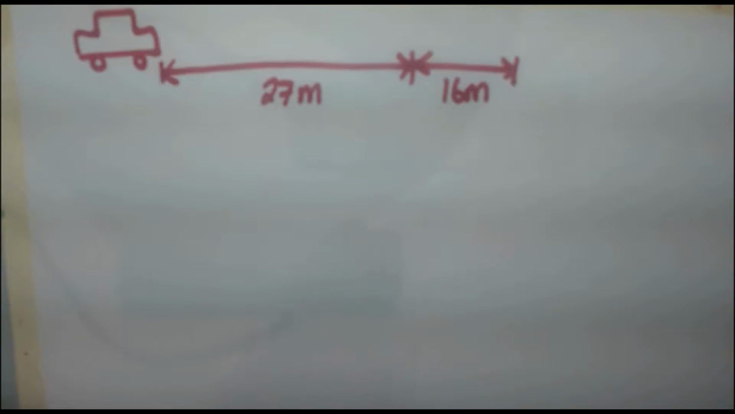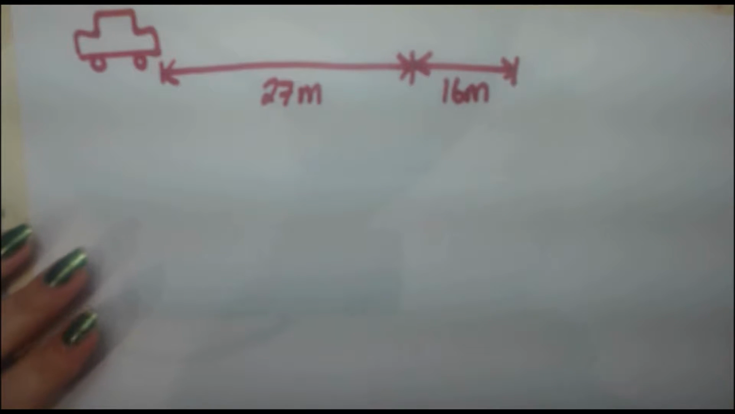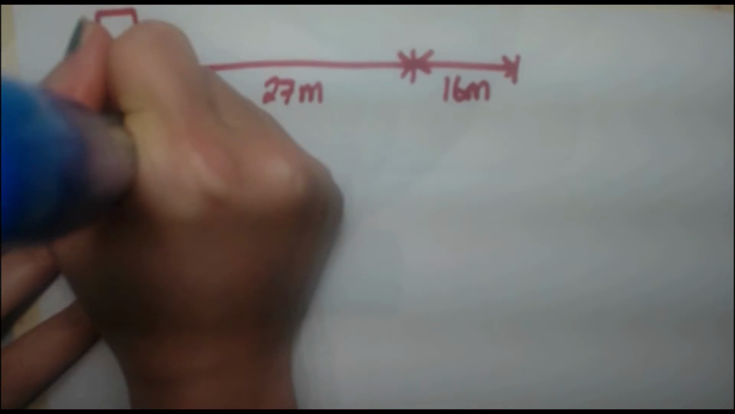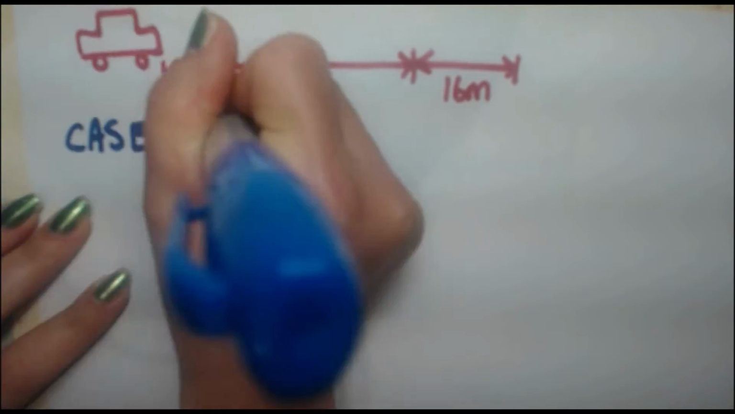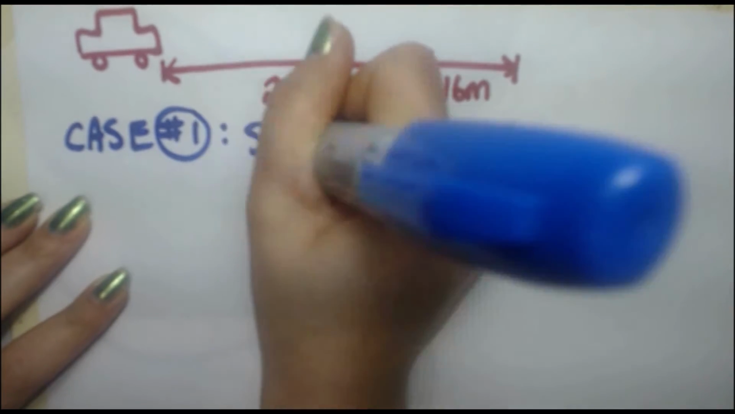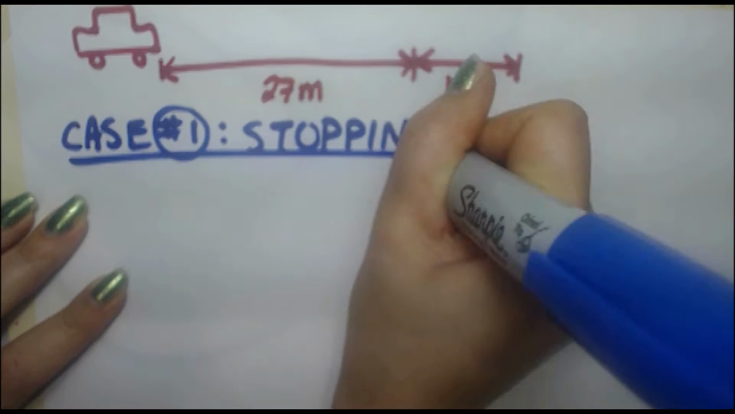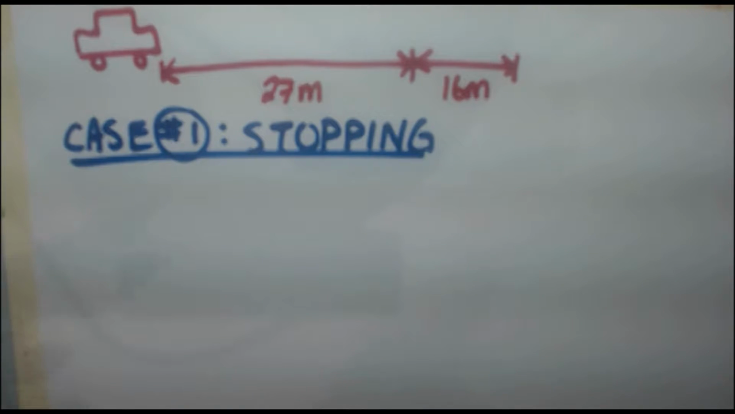We have two cases. Case one is stopping. Case two is passing the yellow light. So we're going to tackle these cases one at a time. Okay, so case one is stopping. Pretty much, given her deceleration and her current speed, can she stop? And remember, we're ignoring reaction time.